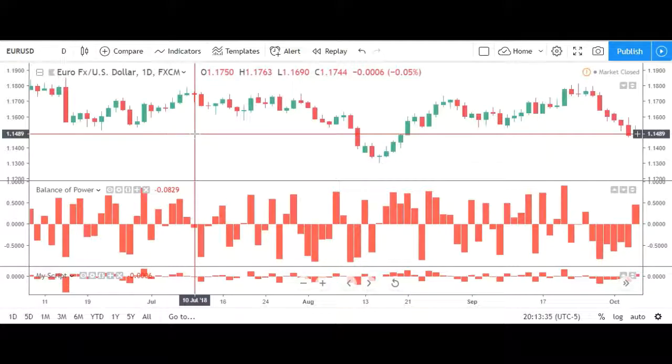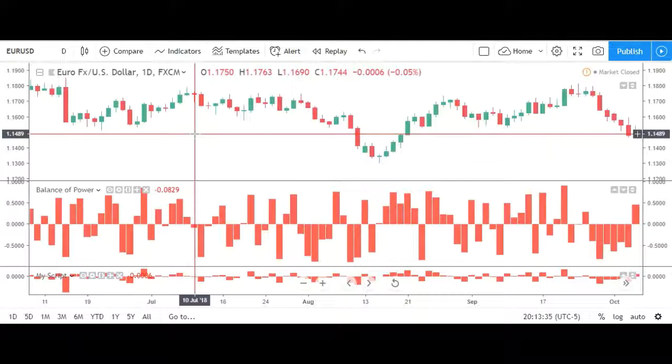Also, a good way to notice it is if you have a small line like this, that means that there is inconsistency in the market and that the market is unsure of what's happening. That's a very common sign of a market turnaround.